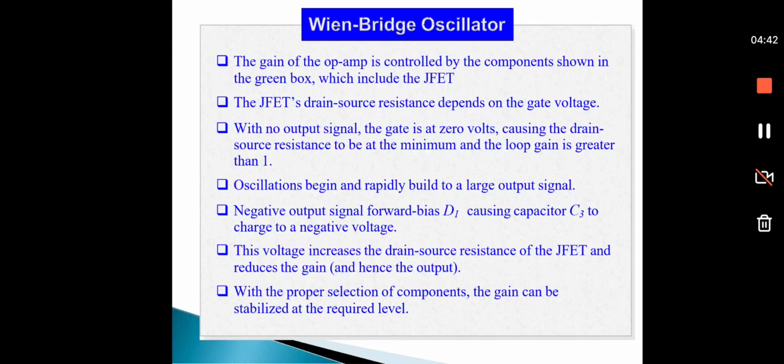Gain control using JFET. The gain of the operational amplifier is controlled by the components in the circuit, including the JFET. The drain-source resistance depends upon the gate voltage. Initially, when there is no output signal, the gate voltage is 0. The resistance is at minimum and the loop gain becomes greater than 1. Oscillations begin to build up rapidly.